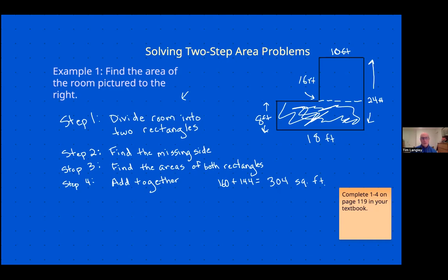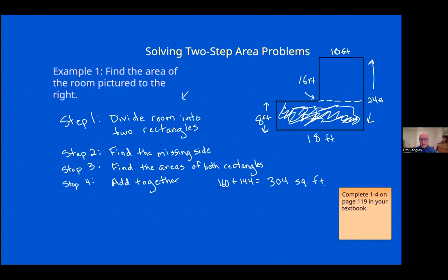If you look at my steps at the bottom left, step two is to find the missing side, which we just did. Step three is to find the areas of both rectangles and add them together. So I've got a 160 square foot space and a 144 square foot space, and it adds up to 304 square feet. If you're wondering where 160 and 144 came from, the first room I shaded in, 8 times 18, gives you 144, and the other one's 160.